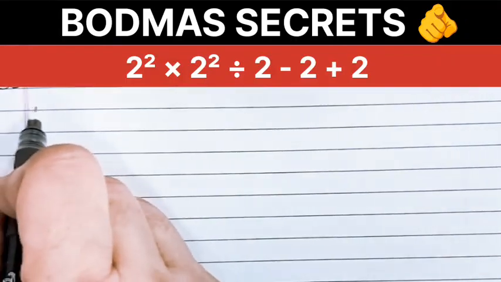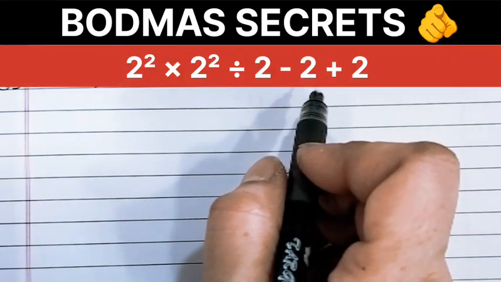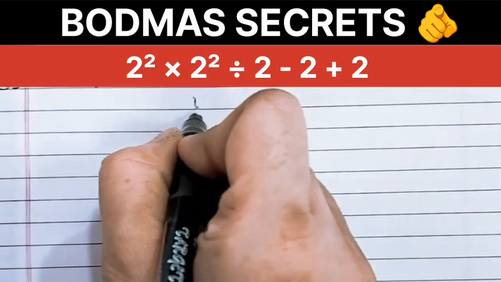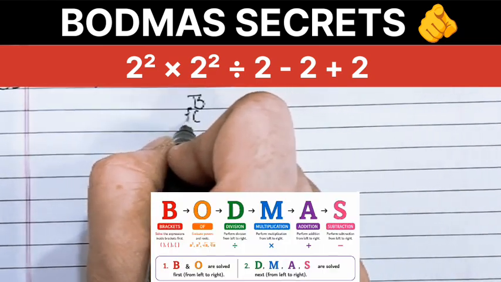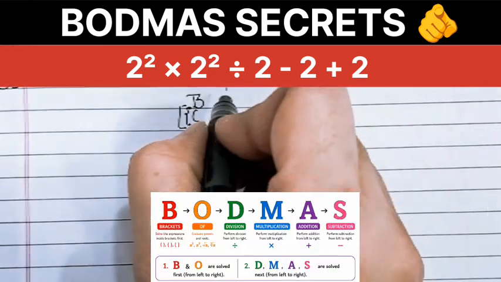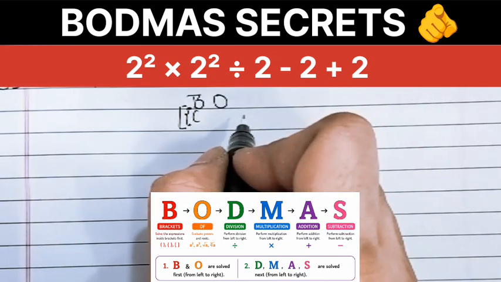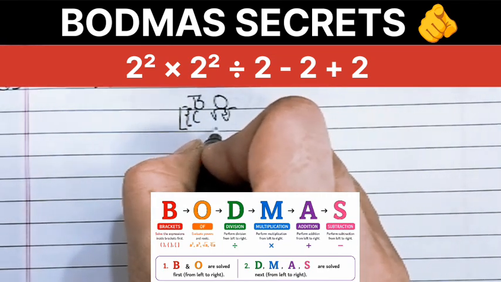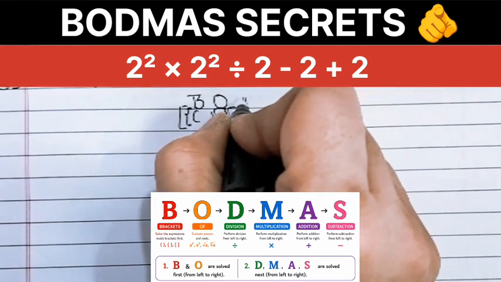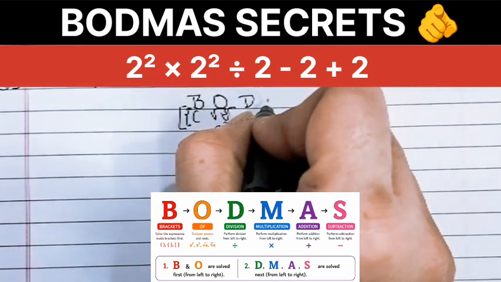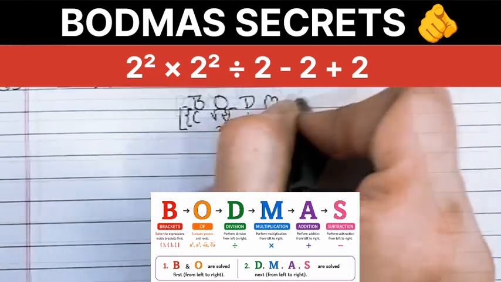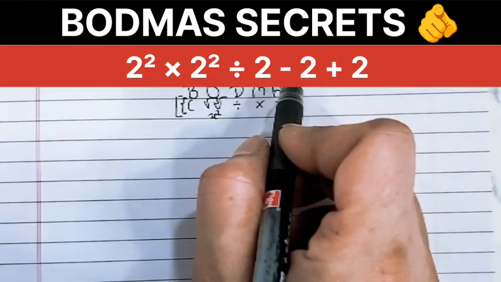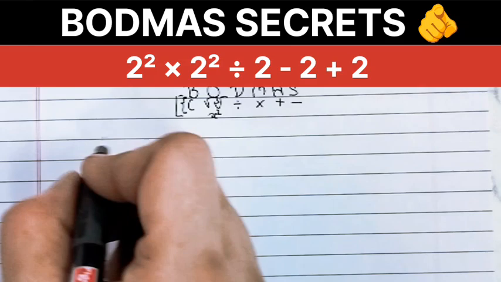Hello friends, now to solve this expression we follow the BODMAS rule, which dictates the order of operations. First we solve brackets: small bracket, curly bracket, then square bracket. After that, O stands for orders, which covers square roots, cube roots and exponents. Then we do division and multiplication, and finally addition and subtraction. According to this BODMAS sequence, we'll break down this expression with a step-by-step solution.